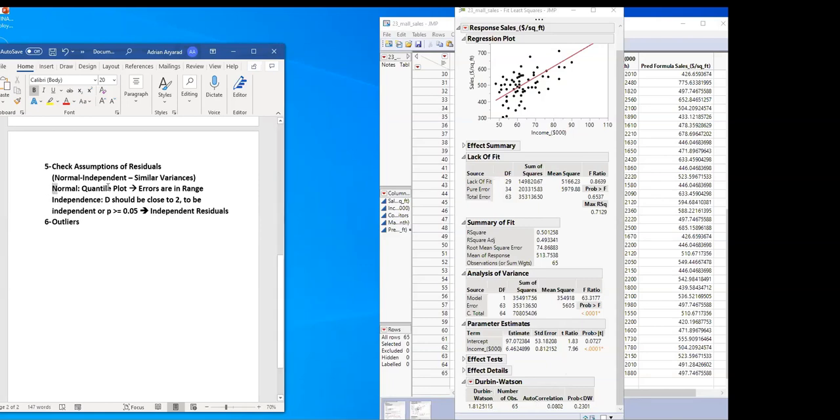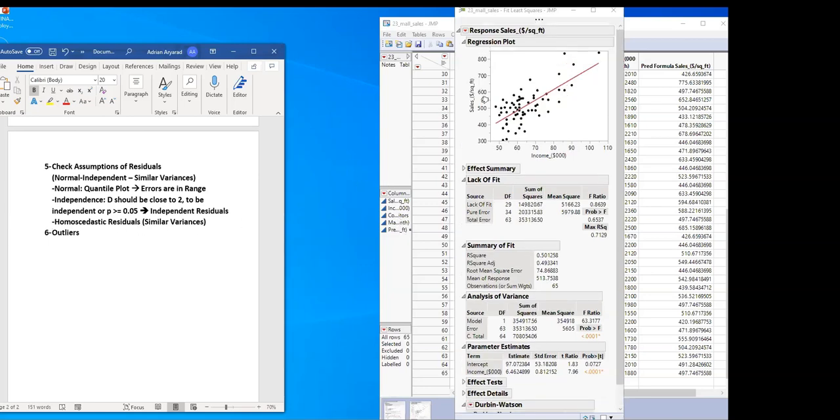So we learned normality, independence, and the last one is similar variances or homoscedastic residuals. Homoscedastic residuals means, we'll put a dash here, and what we mean is similar variances. Remember, if residuals are not having similar variances, we're going to call them heteroscedastic. If they have similar variances, we call them homoscedastic.